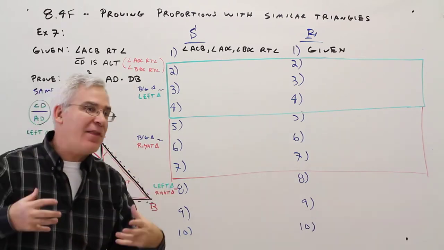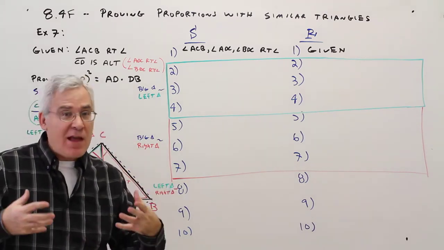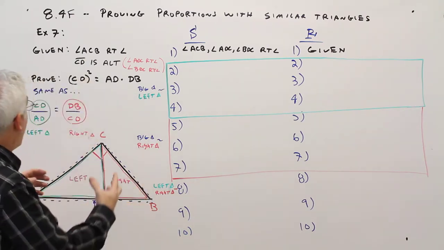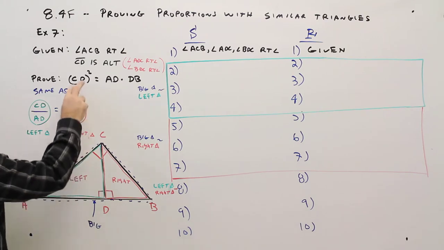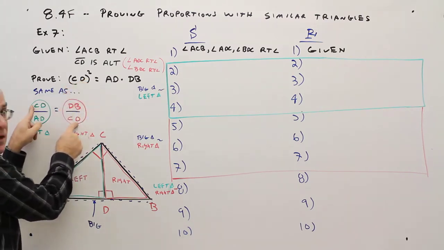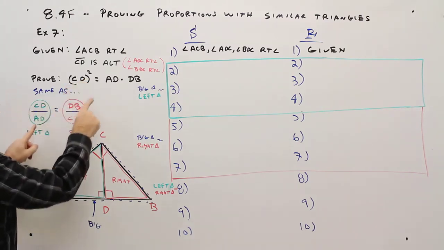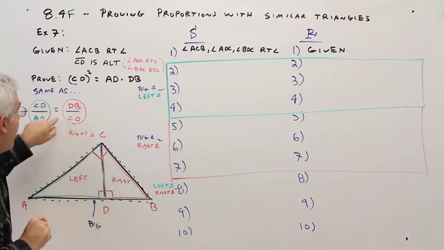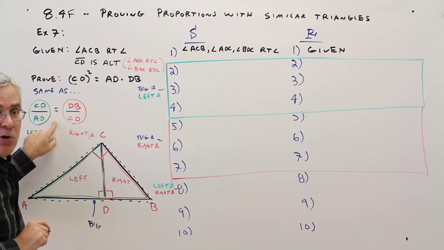Again, whenever I see that multiplication or product, I'm going to go backwards and change it to a proportion. So I went backwards and changed it to CD squared. I've got CD on the same diagonal, and AD times DB, I've got that in the same diagonal. So this is the proportion I care about.